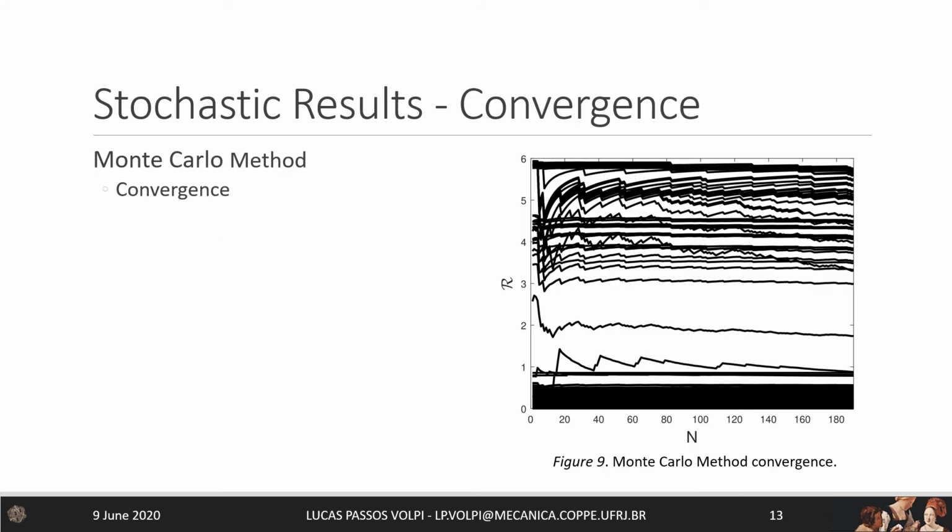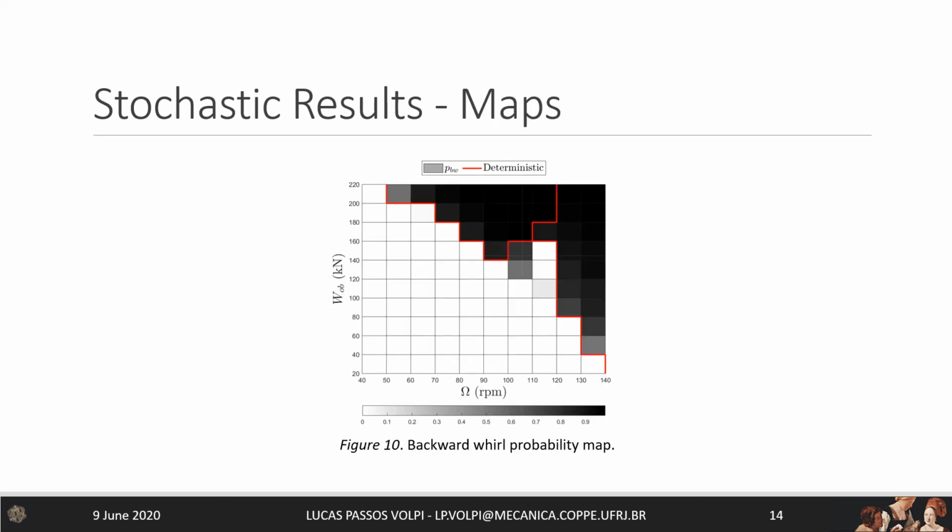For the stochastic results, the Monte Carlo method was used. Several maps were simulated and the probability of occurrence of each phenomenon was calculated. With this, maps containing the probability of occurrence of harmful vibrations were generated. The figure at the right presents the convergence of each point of the probabilistic maps, considering the quadratic mean convergence of the radial displacement. The first map analyzed is the backward whirl probability map.